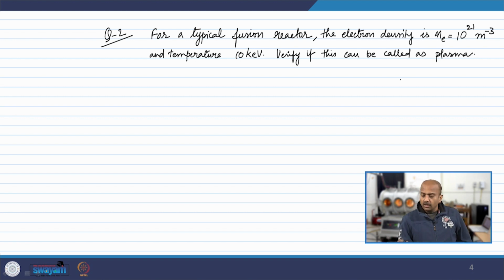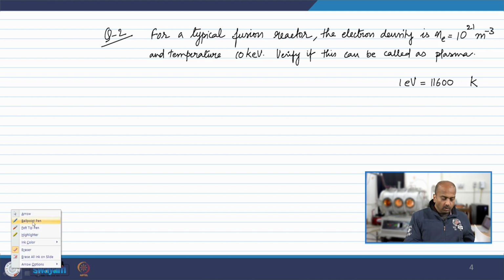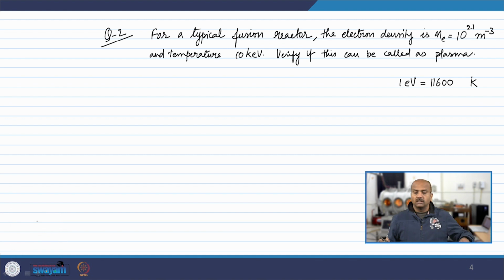Now, we know that we use the scale of electron volts for quantifying the temperatures of plasma, where 1 electron volt is equal to 11,600 temperature units, that is in Kelvin. Okay. Now, of course, this is an ionized gas, no doubt, but should we call it plasma or not? That is the question, right.